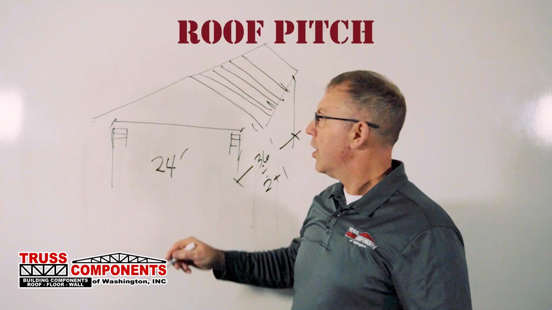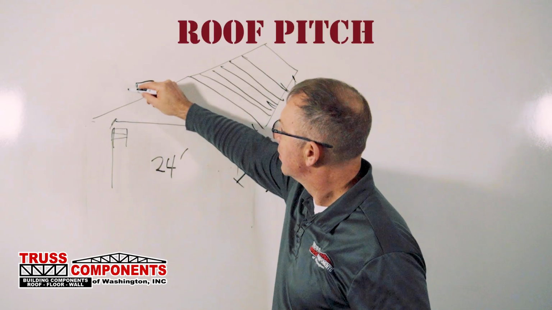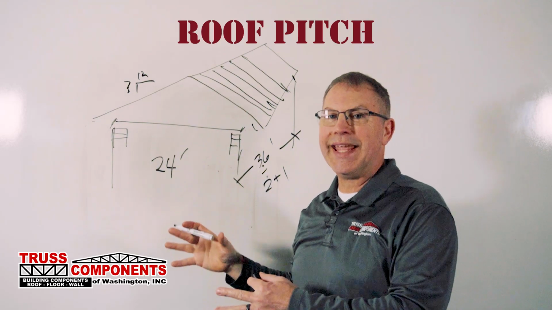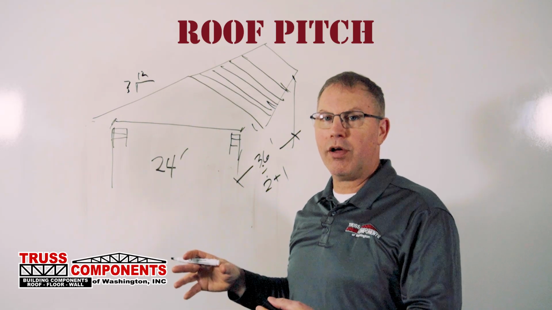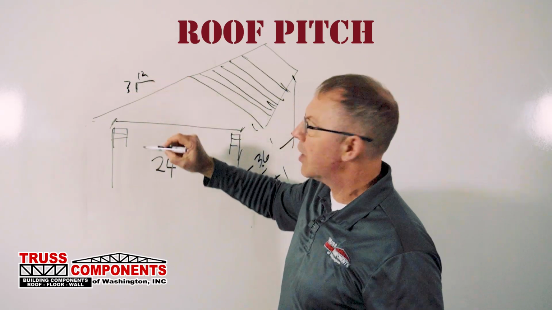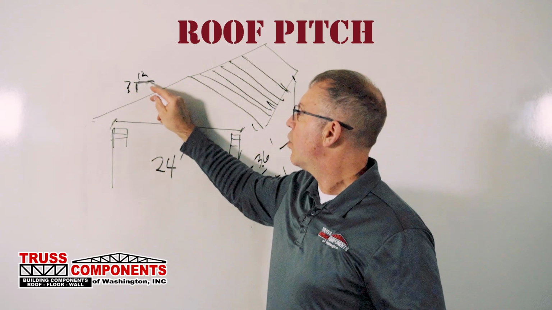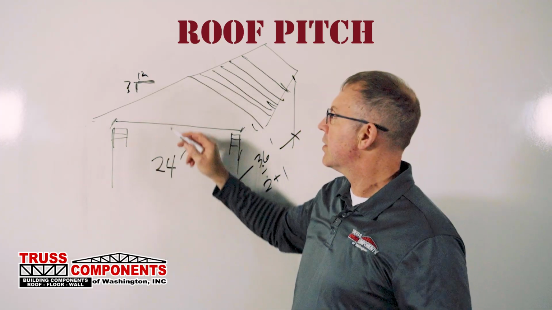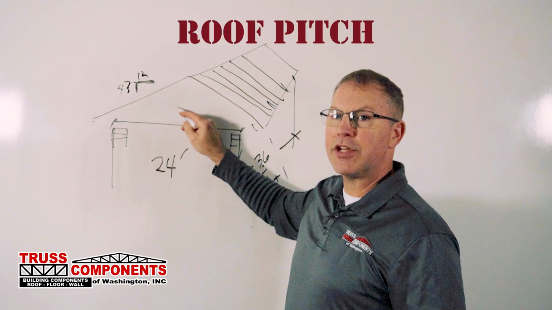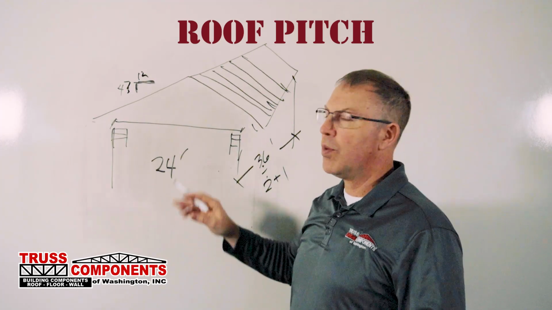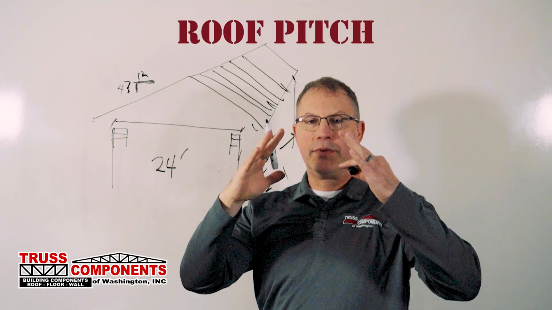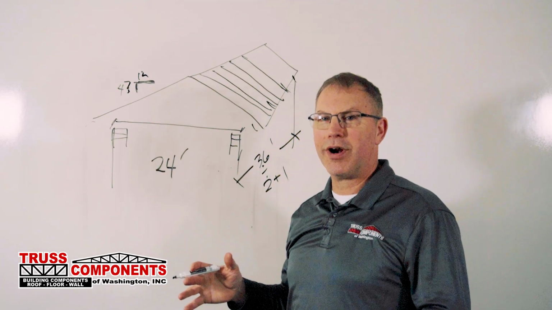7. We need to know, what is the roof pitch? And the pitch is typically described as something in 12, like a 4 in 12, a 5 in 12, and that indicates the number of inches that the truss will rise in a 12-inch length. So for instance, a 4 in 12 pitch truss will go up 4 inches for every 12 inches that it goes in. And so we need to know that roof pitch in order to make sure that the roof is the proper steepness or slope that you're looking for.